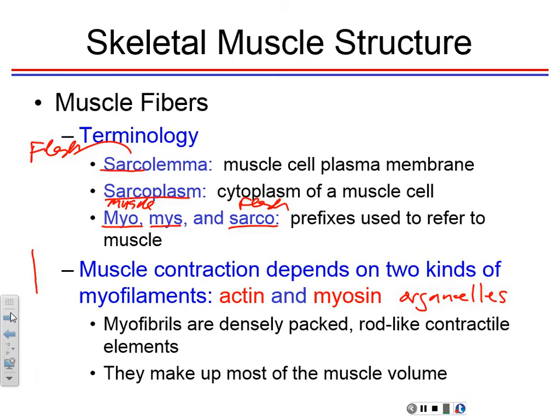Okay, so that's the important part. Most of the volume, of course, of the muscle cell or muscle fiber is made up by those actin and myosin. That's why you have the nucleus on the outside. There's no space for it. Besides, it's going to hinder that sliding mechanism between the actin. Right? It won't work. All right.